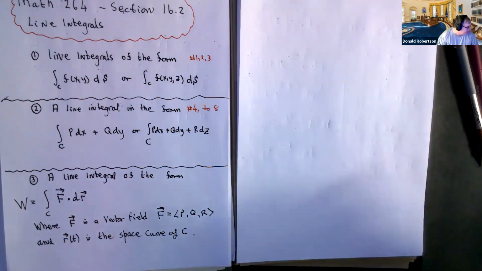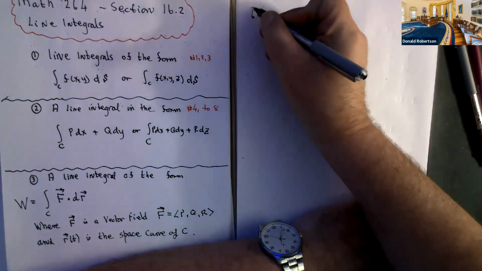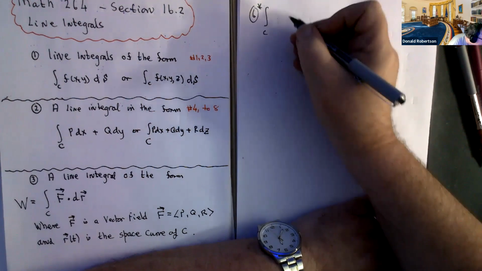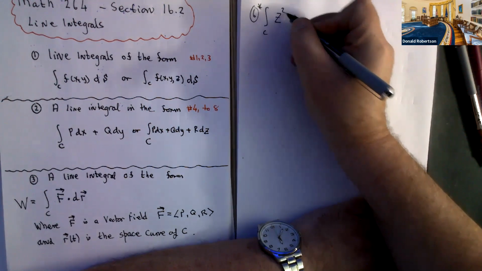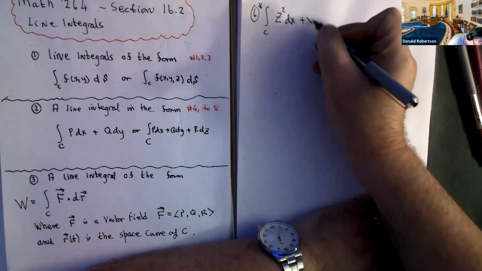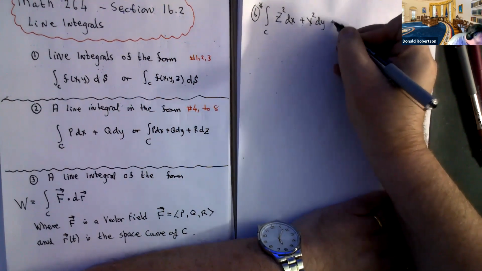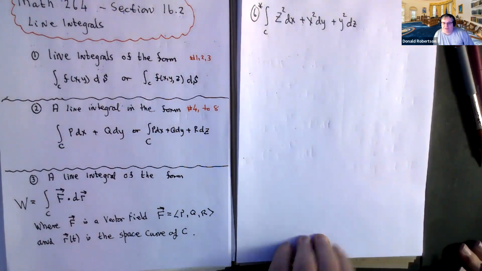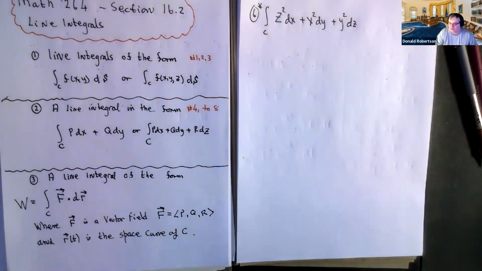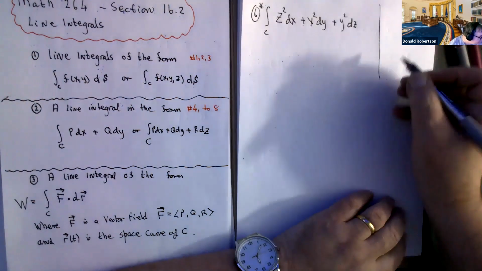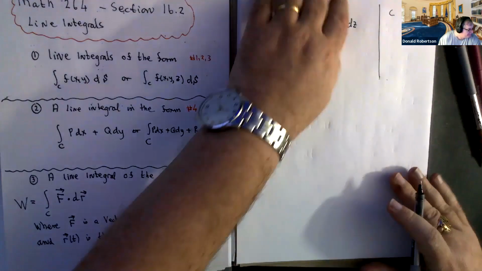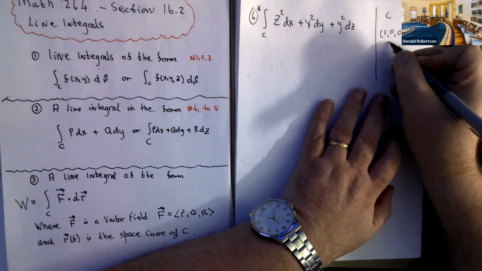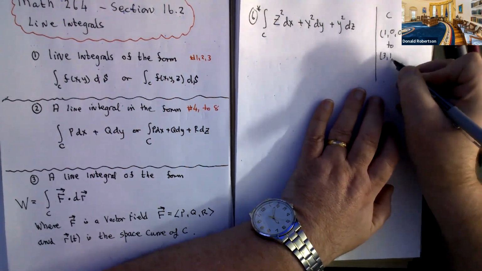Question 5 is very similar to the one I've done. Let's do question 6. We've got this guy, and it's a z squared dx, an x squared dy, and a y squared dz. So it's a line integral with all three variables now, right? Instead of just one of the three. And the curve C is actually a line, and it's a line joining the point 1, 0, 0 to the point 3, 1, 4.